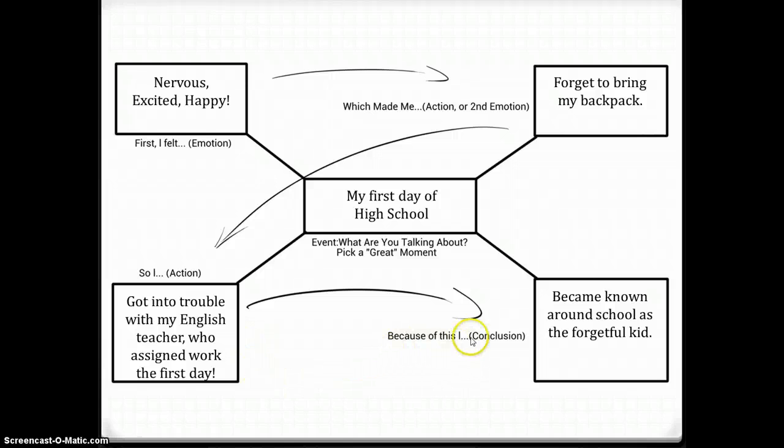Moving on to the last box, which has "because of this, I," and conclusion in parentheses, this is where you're going to wrap your whole event up. What happened? What happened after this? What was the result of this? Because of this, I became known around school as the forgetful kid.